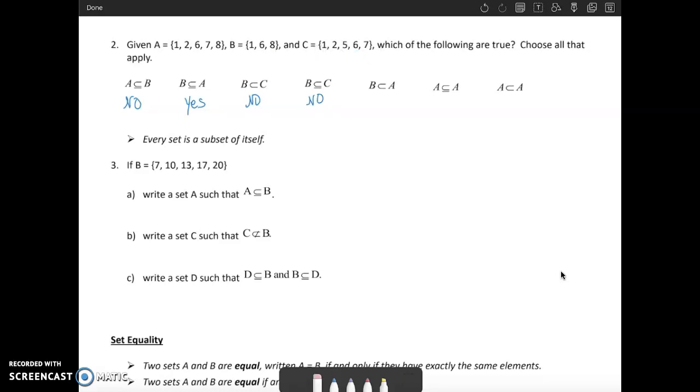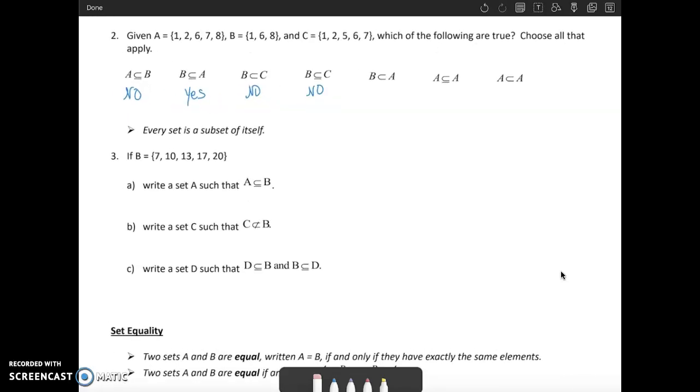Okay, let's start over. Is B a proper subset of A? Well, I've already shown that it's a subset, so the only additional thing I need to check to make it a proper subset is, are B and A not also equal to each other? And they're not. B and A do not have exactly the same elements, so this one is also a yes. B is also a proper subset of A.